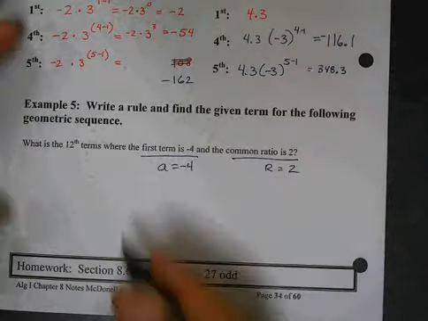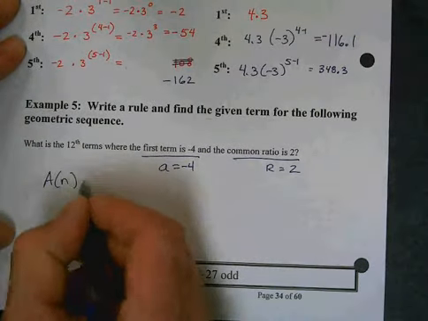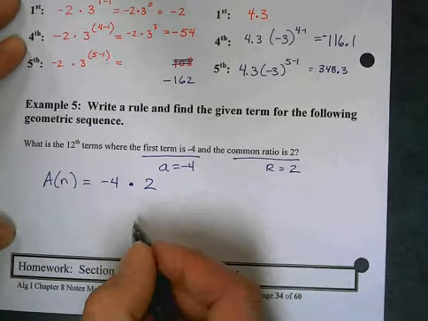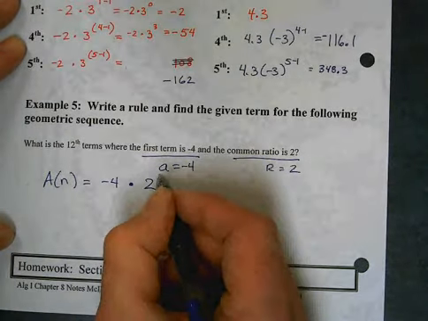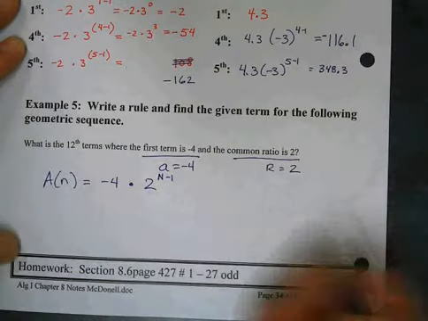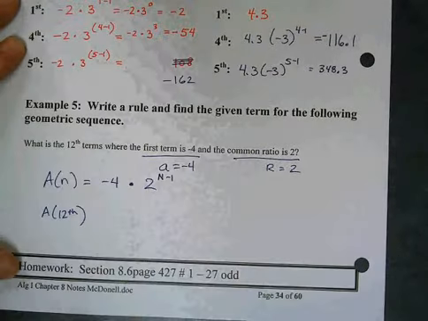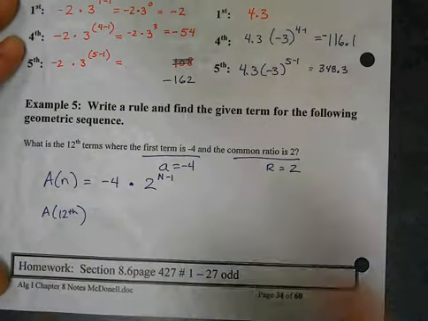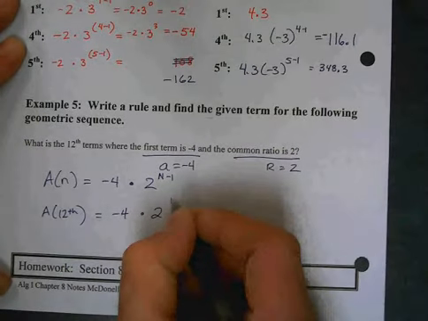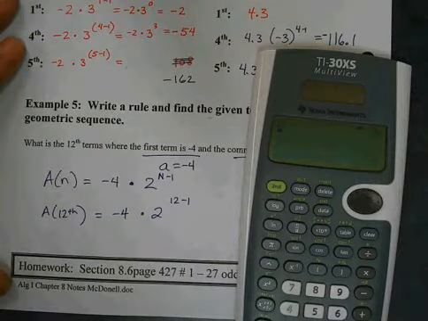Mr. Lanham, go ahead. So do negative 4 times 2, or well, yeah. And then do the 12 minus 1. Well, the general formula would be n minus 1. Okay? And then for yours, we're finding the 12th term. So I put a of 12th. That means like the 12th term. Negative 4 times 2 to the 12 minus 1. So I think this is going to be a huge number.